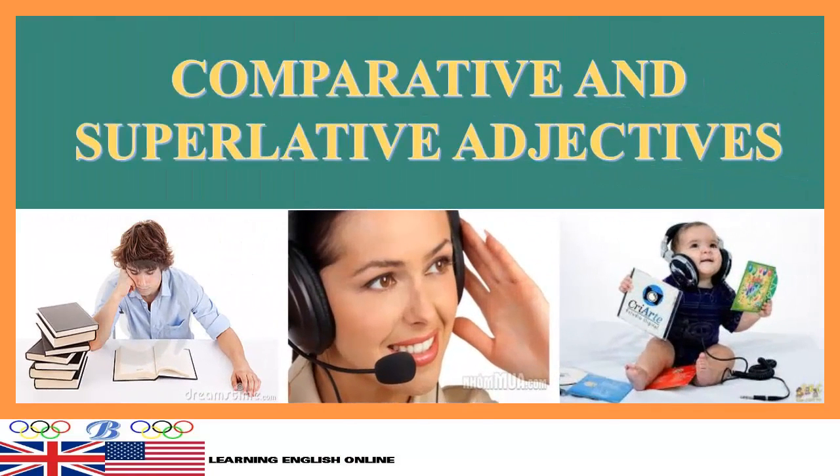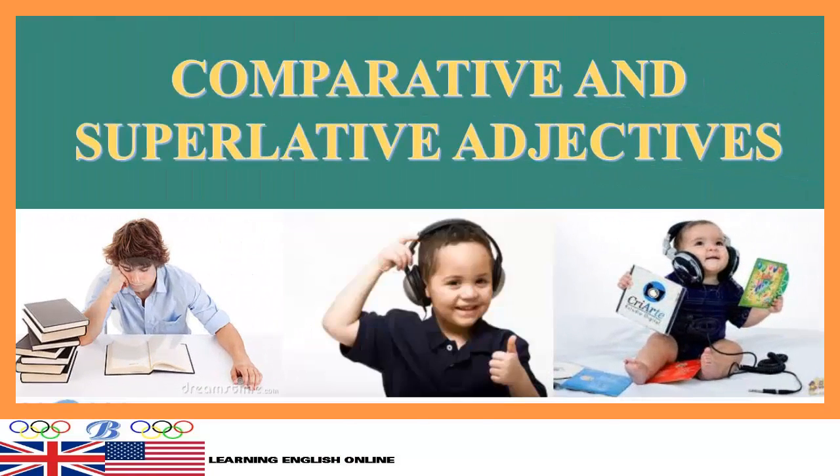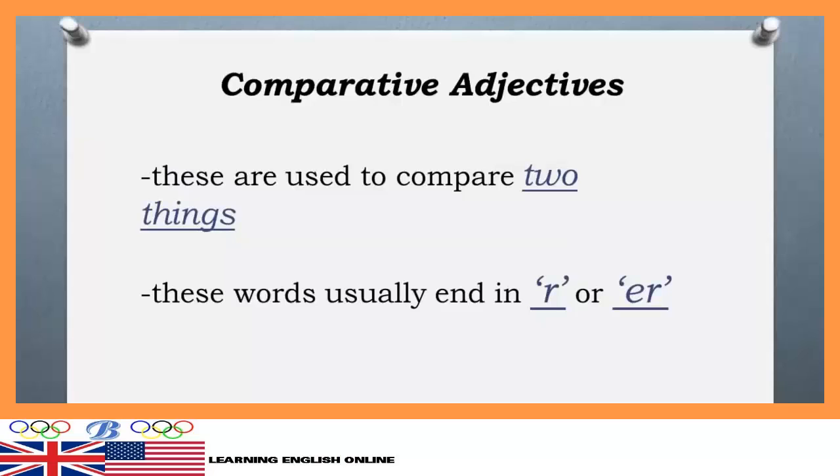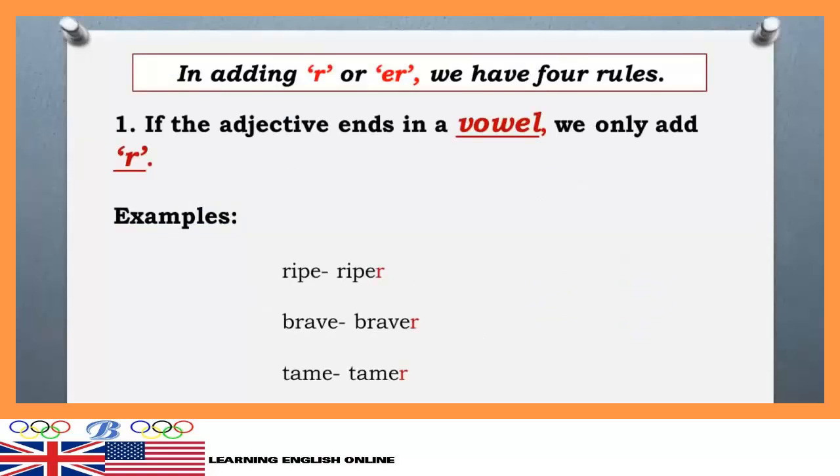Comparative and superlative adjectives. Comparative adjectives. These are used to compare two things. These words usually end in R or ER. In adding R or ER, we have 4 rules.